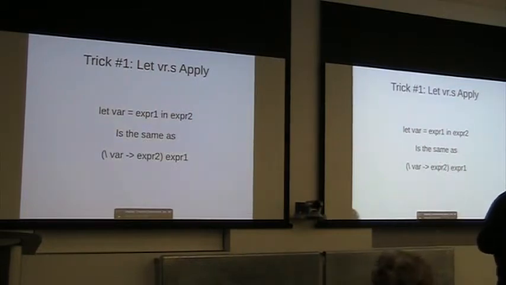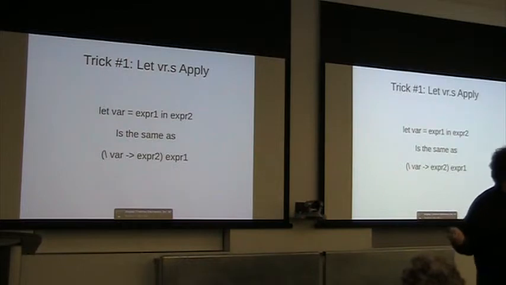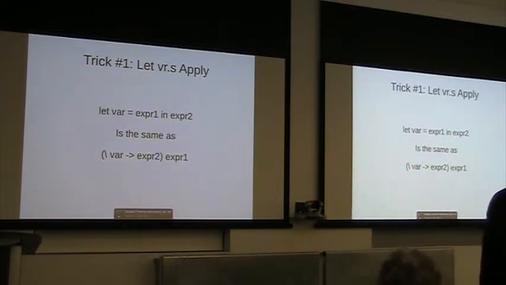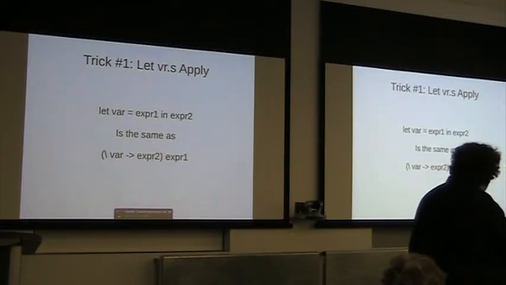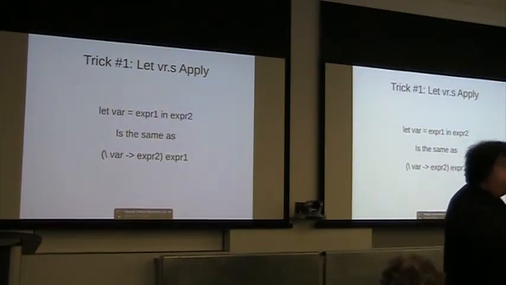This let expression is exactly the same as if I had done the backslash here. This is Haskell for lambda. I define an inline function that takes one argument called var, and its body is expression two. And then I take this inline function and I apply expression one to it. These two forms are exactly identical. I can switch back and forth between them and not change the meaning of my program at all. Expression one is the value I'm passing in.